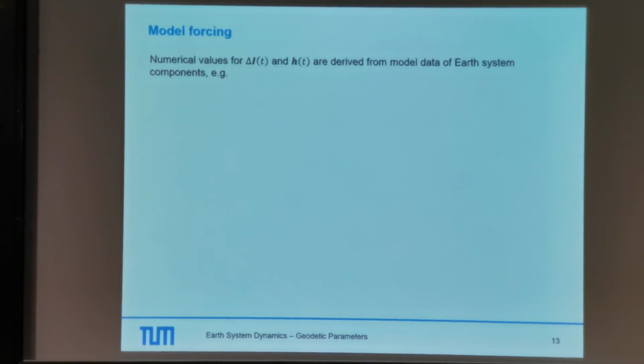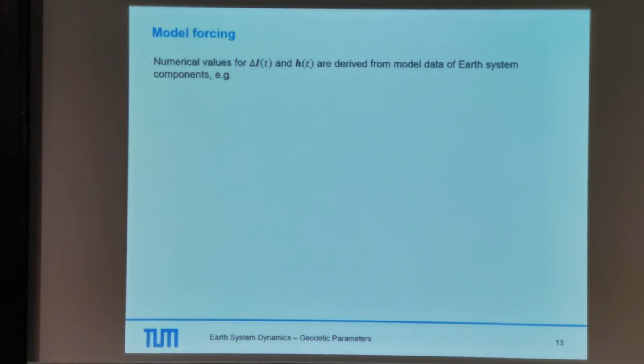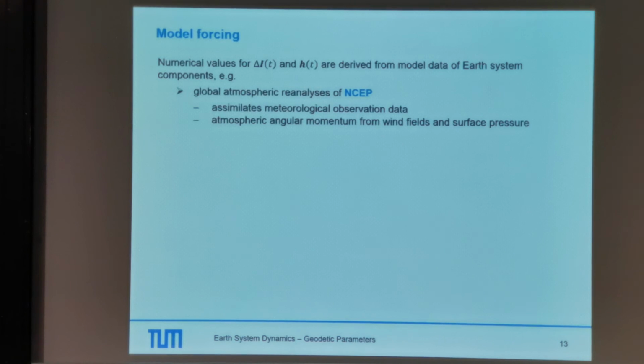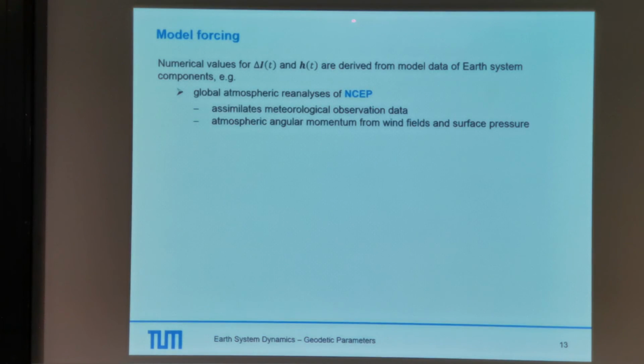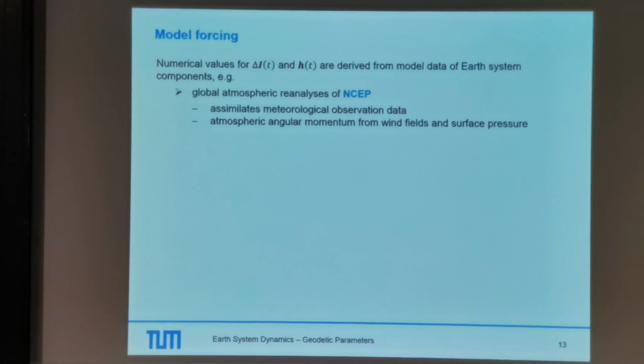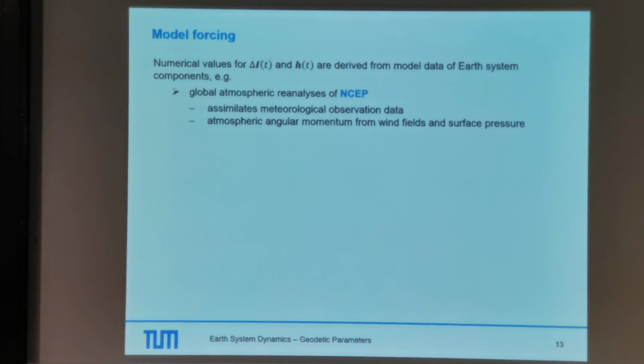Okay, numerical values for this delta I and this small h are derived from model data of the Earth system components. So let's now try to use an external model and study variations of the Earth rotation. So what can we use for such things? For example, we can use the global atmospheric reanalysis. It's called NCEP. NCEP is an atmosphere model, and this assimilates meteorological observational data and provides us angular momentums from wind fields and surface pressure variations.